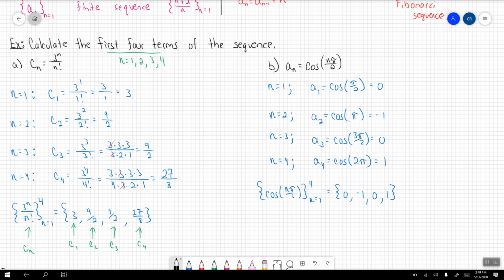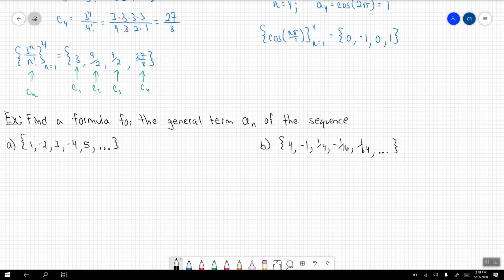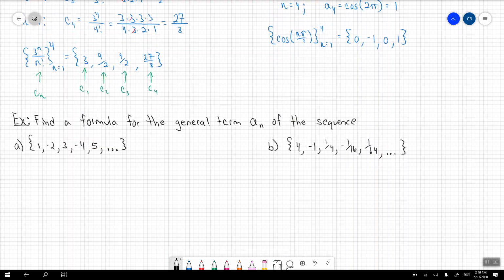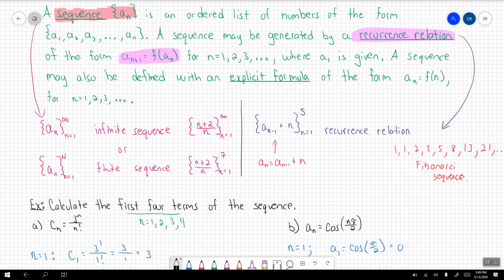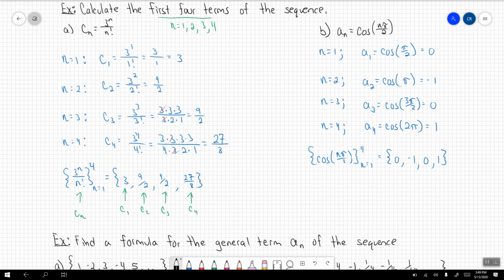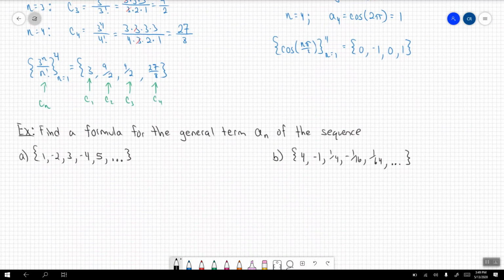All right, here we are. So what I want to do now is go into this example here where we are going to have to find a formula for the general term a sub n of this sequence. By definition up here, I'm looking for an explicit formula. I'm not looking for a recurrence relation. In other words, I hope that whatever formula I find does not depend on any previous term to be added to it.